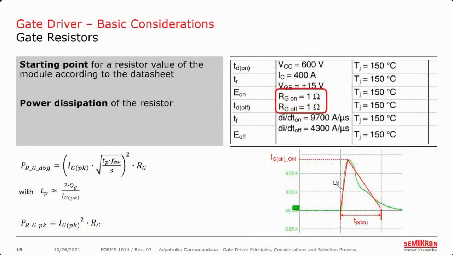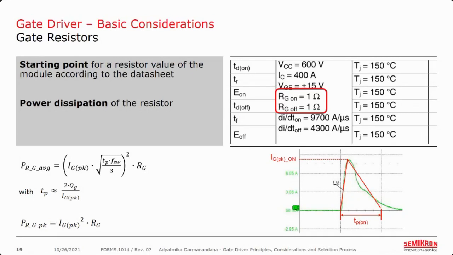In selecting a gate resistor, we must consider the starting value of a certain module. This we can find in the datasheet as the test condition of a parameter. An optimal selection of a gate resistor for a specific application can only be achieved through tests such as double pulse testing. The next aspect is the power dissipation in the resistors, as average value and as peak value.